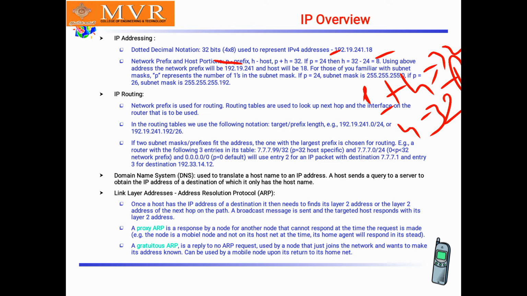A gratuitous ARP is a reply to an ARP request, used by a node that just joins the network and wants to make its address known. It can be used by a mobile node upon its return to the home network.